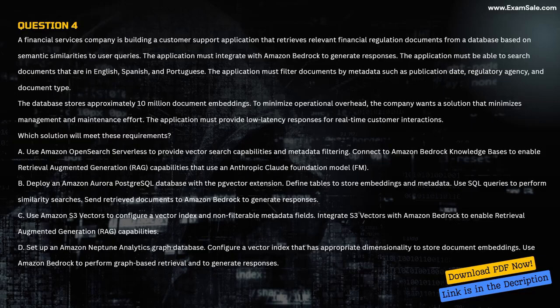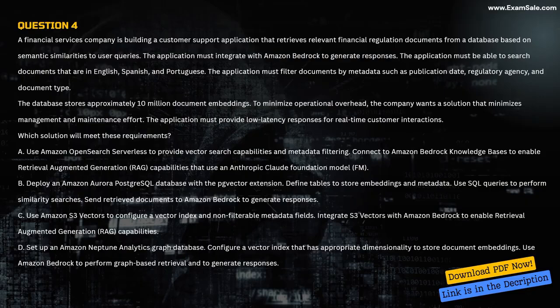C. Use Amazon S3 Vectors to configure a vector index and non-filterable metadata fields. Integrate S3 Vectors with Amazon Bedrock to enable retrieval-augmented generation (RAG) capabilities. D. Set up an Amazon Neptune Analytics graph database. Configure a vector index that has appropriate dimensionality to store document embeddings. Use Amazon Bedrock to perform graph-based retrieval and to generate responses.